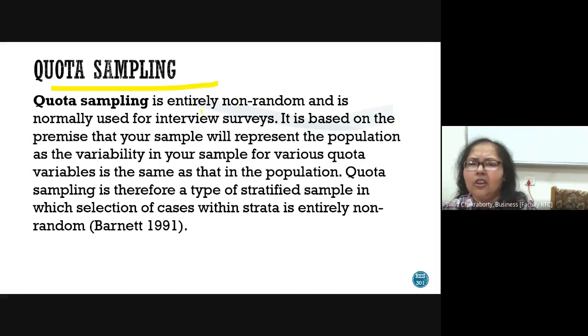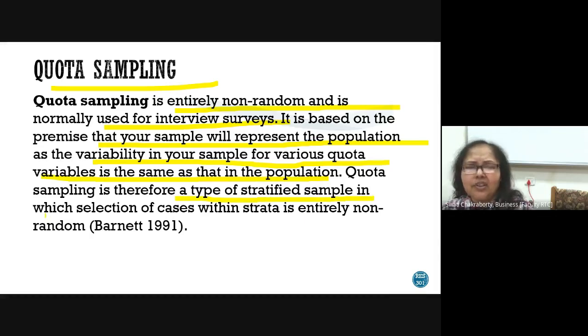Next is quota sampling, which is entirely non-random and is used for interview surveys. It is based on the premise that your sample will represent the population, as the variability in your sample for various quota variables is the same as that of the population. It's a type of stratified sample in which selection of cases within the strata is non-random. So when you select the cases within each stratum, it is done entirely non-randomly.